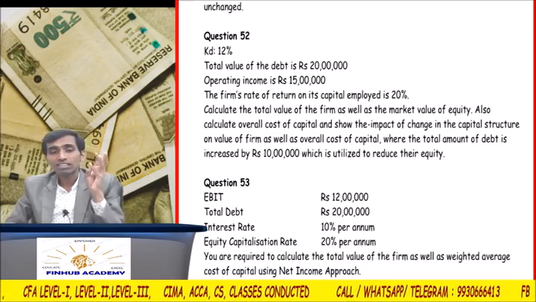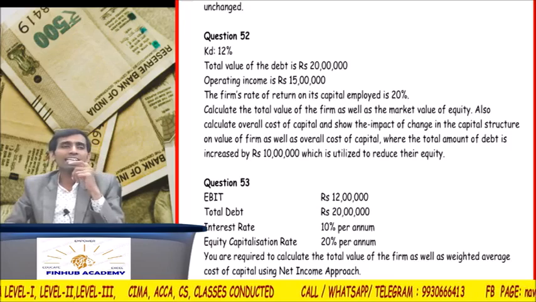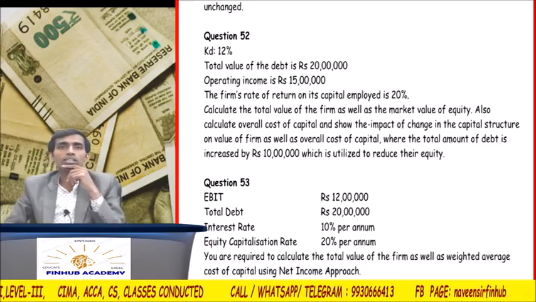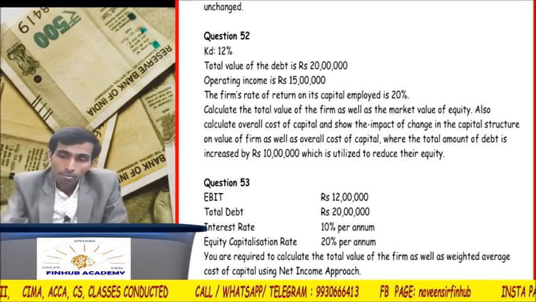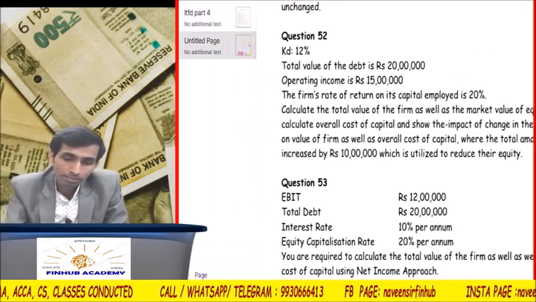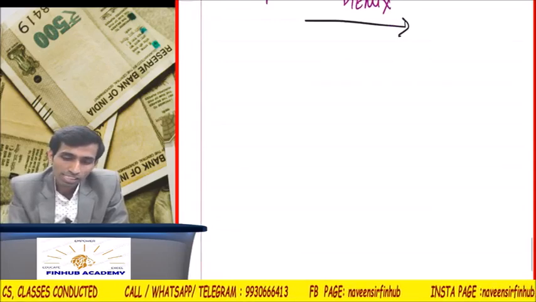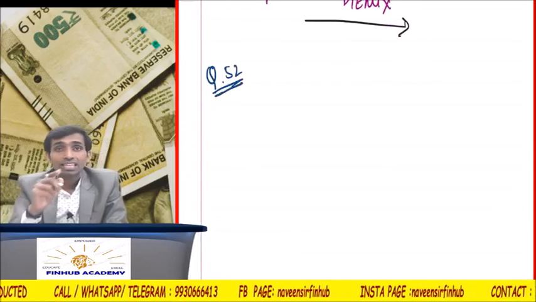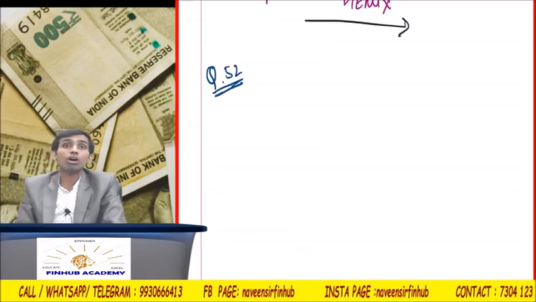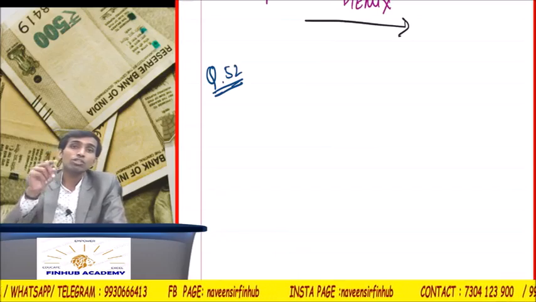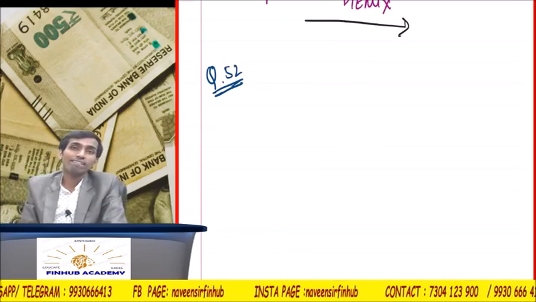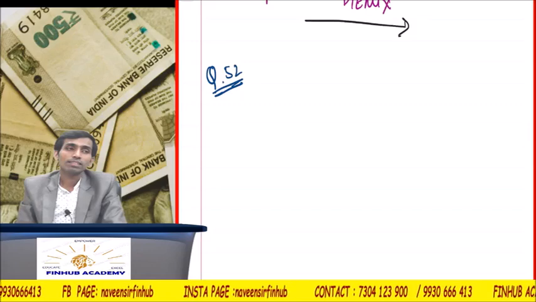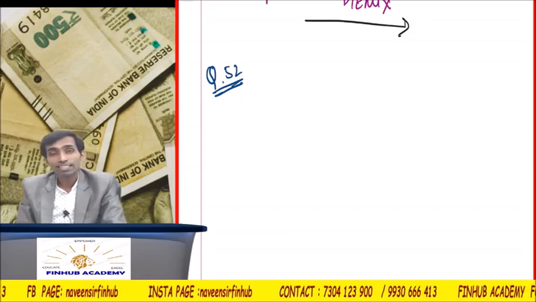So KD is given, value of debt is given, operating income (EBIT) is given. And they have given us KO. What is the approach name? Net operating income approach. So this time we should start with what? Operating income, EBIT.